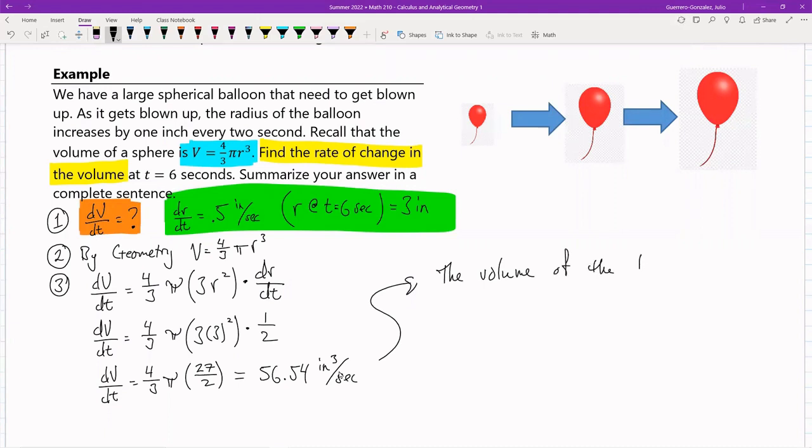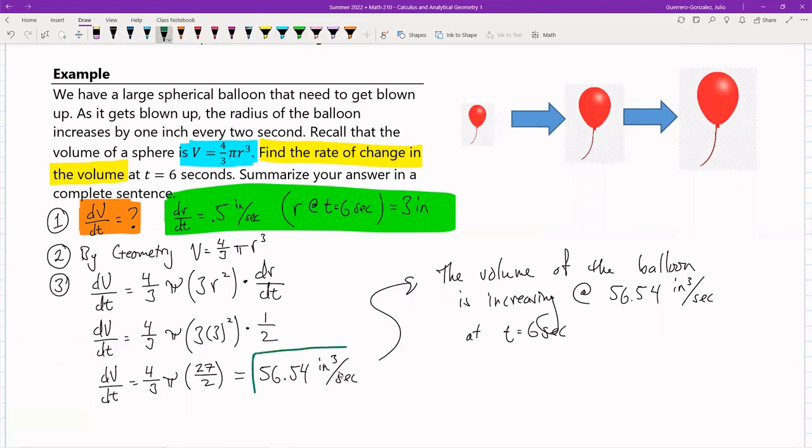the rate of change of the volume of the balloon is 56.54 inches cubed per second at t equals 6 seconds. Okay, so that is what we ended up finding. This is our answer here.